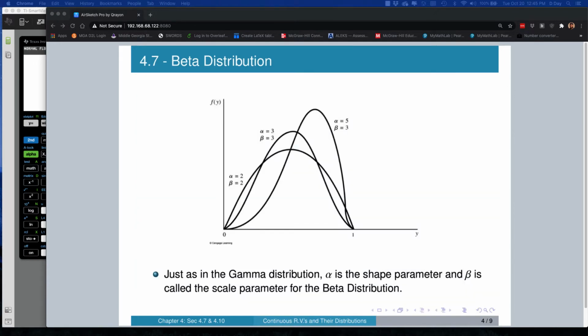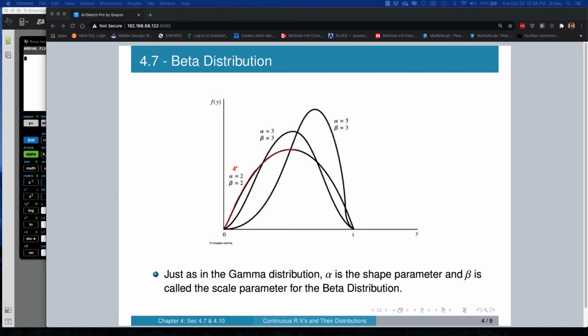Very similar to the gamma distribution function, the beta distribution function has alpha as its shape parameter. The alpha really adjusts the shape of the distribution curve, and beta, still called the scale parameter here, really changes the scale of it. If you look here real quick at the curve that represents alpha equals 2, beta equals 2, it's really looking at this curve right here.